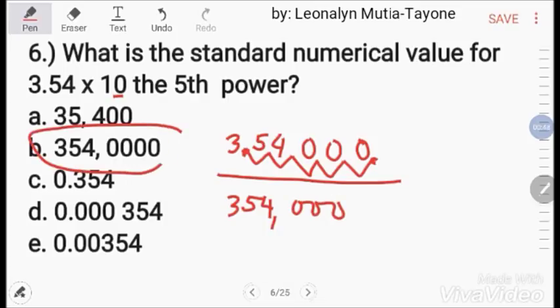So, ito na yung answer. Sorry, nasubrahan ko ng 0. So, letter B ang answer dito.